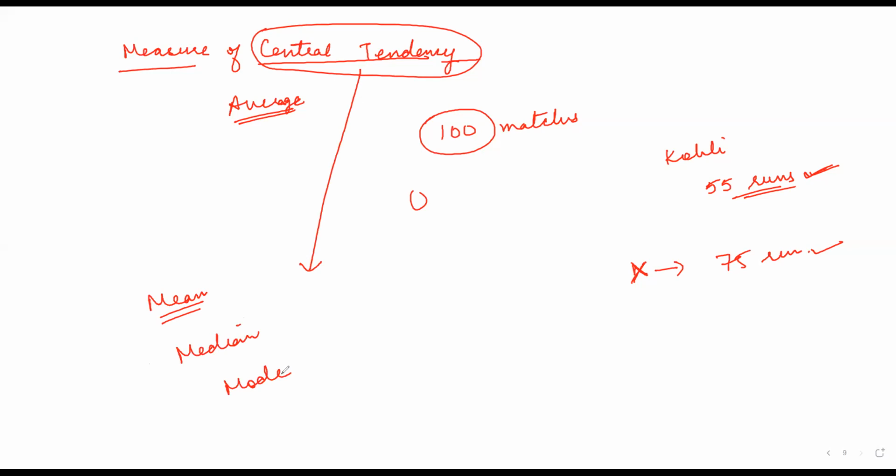Is that clear? So one by one, we will learn what is mean, what is the meaning of median, and what is the meaning of mode. So let us start with mean. I hope you have understood what is central tendency. This is just like an average thing which gives you an idea about the complete thing. It's not the complete picture, but just an idea about the complete picture. So first central tendency is mean.